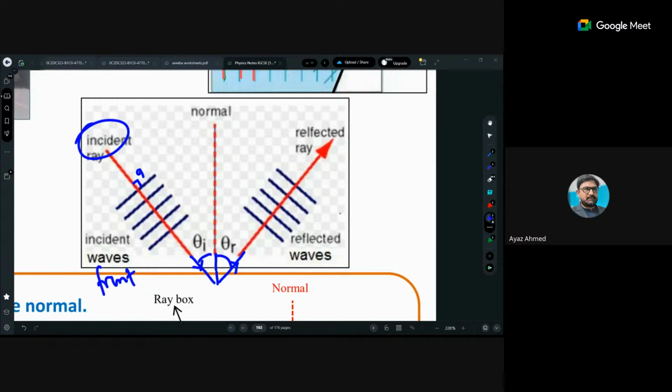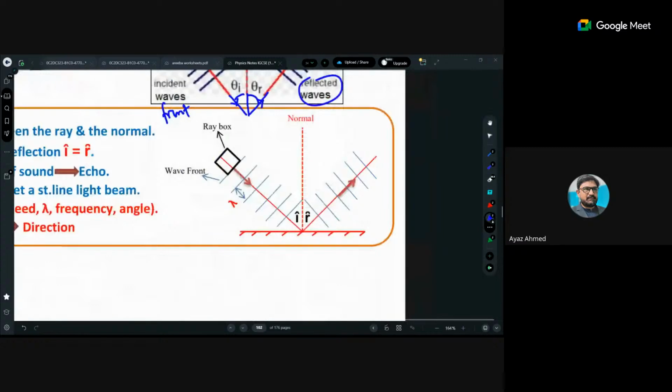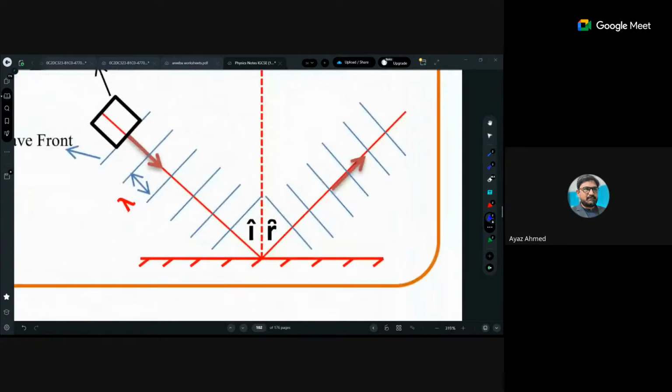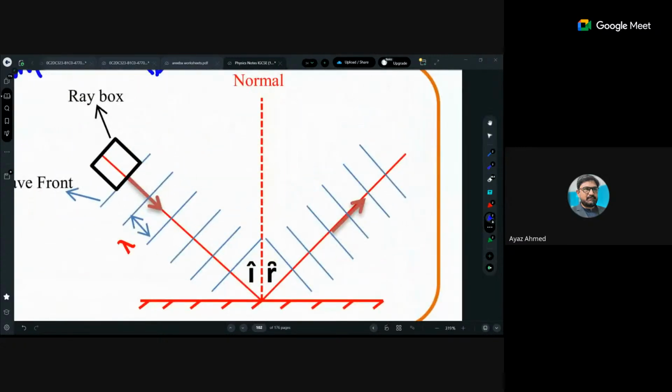And then you have to spot the reflected wavefront. So is this clear to you? The same thing happened here. Check this one out. Any confusion?